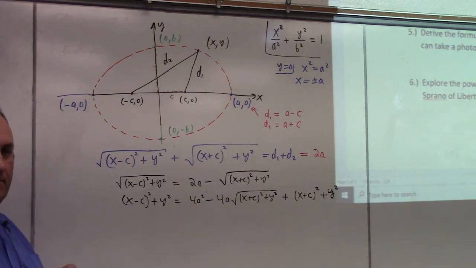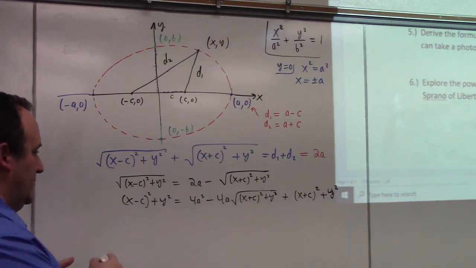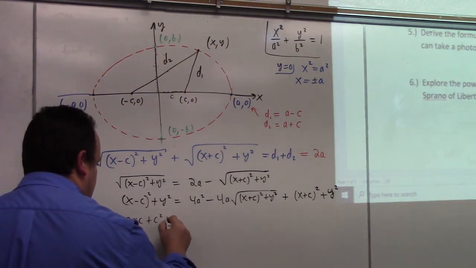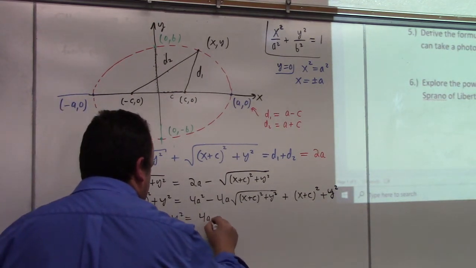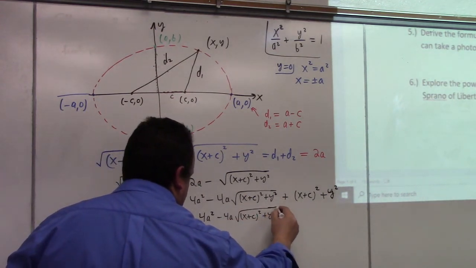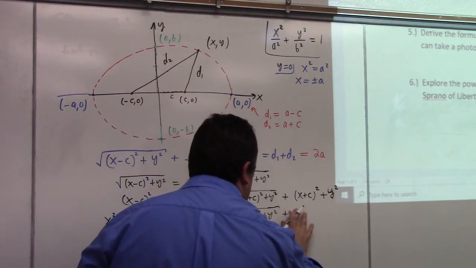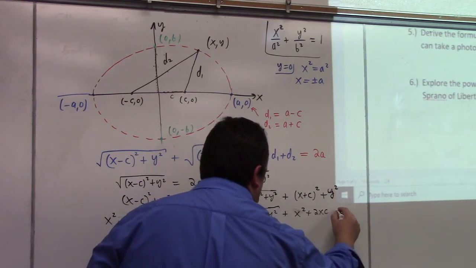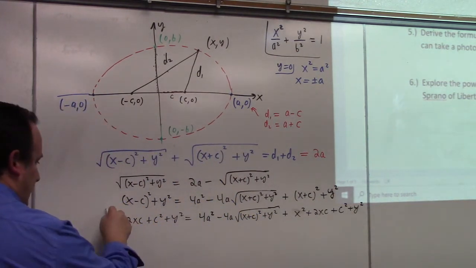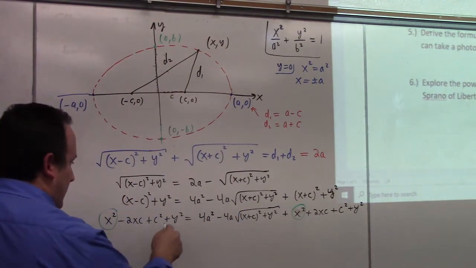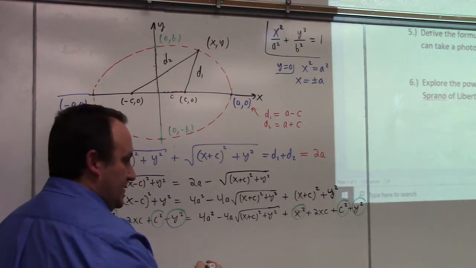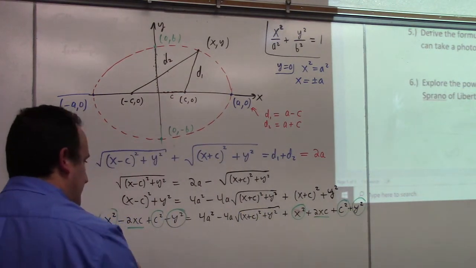Like that, right? Let me go a little bit further here. That gives me x squared minus 2xc plus c squared plus y squared equals 4a squared minus 4a times the square root of that stuff plus y squared. And then over here, plus x squared plus 2xc plus c squared plus y squared. Did anything cancel? Some things cancel, right? See that? This guy, that guy cancel. This and that cancel. Thankfully, this and that cancel, right? But we are left with that guy, that guy, and isolate the radical.